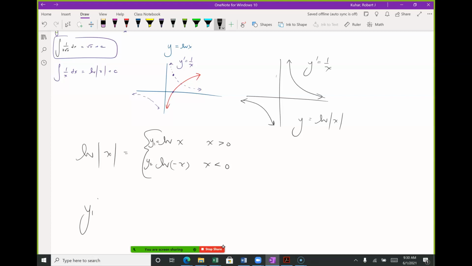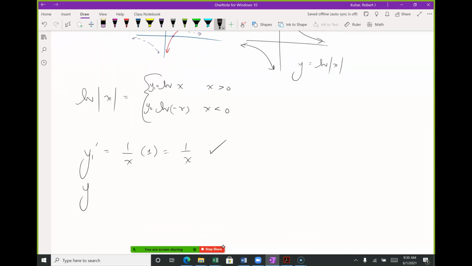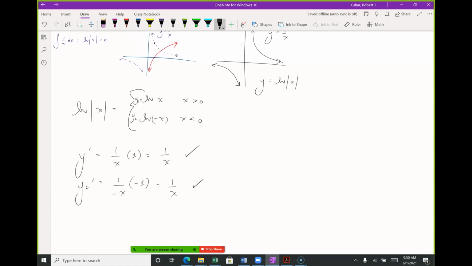What's y1 prime? Well, it's 1 over the inside times the derivative of the inside. So it's just 1 over x, check. And what's y2 prime? It's 1 over the inside times the derivative of the inside, which is also 1 over x. So it's really important that you see that if I started originally with the ln of absolute value of x, when I take those derivatives, I still get 1 over x. How are we doing here?